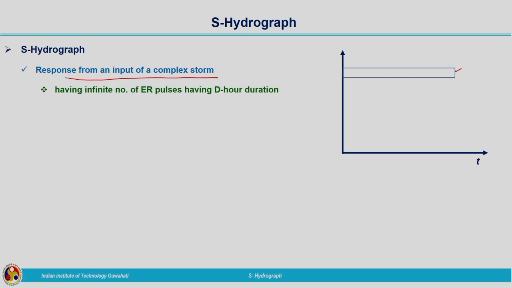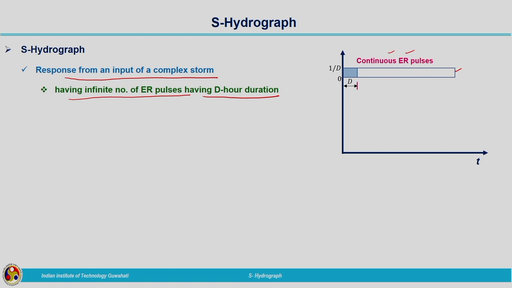That complex storm can be considered as having an infinite number of effective rainfall pulses with dr duration. The complex storm which we are considering for an indefinite period can be divided into a number of continuous effective rainfall pulses having dr duration. This way we are going to divide it, that is, for a dr duration, it varies from 0 to 1 by d at time t equal to 0 and continues at that rate. The rate is 1 by d centimeters per hour.